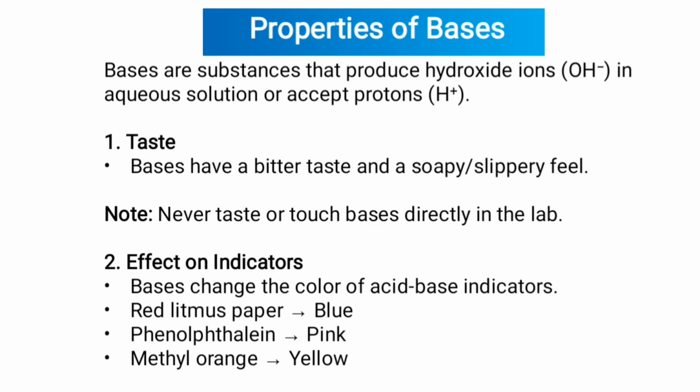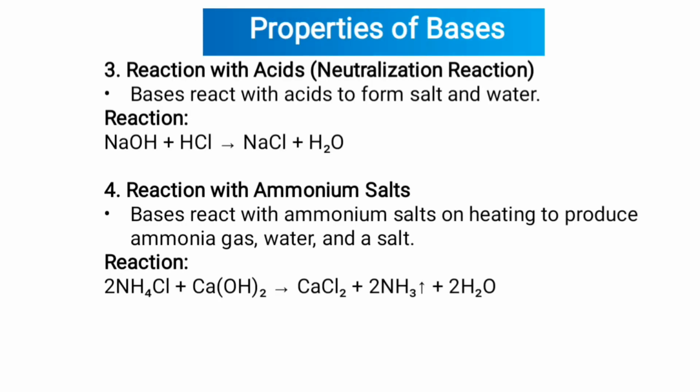And the second property is effect on indicators. Bases change the color of acid-base indicators: red litmus paper to blue, phenolphthalein to pink, methyl orange to yellow. The third property of bases is reaction with acids, meaning neutralization reaction. Bases react with acids to form salt and water. Reaction: NaOH plus HCl gives NaCl plus H2O.